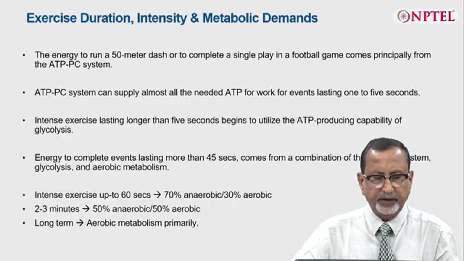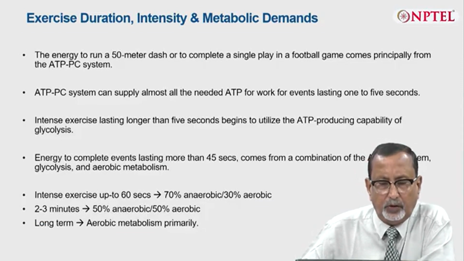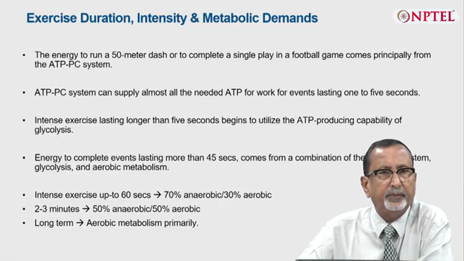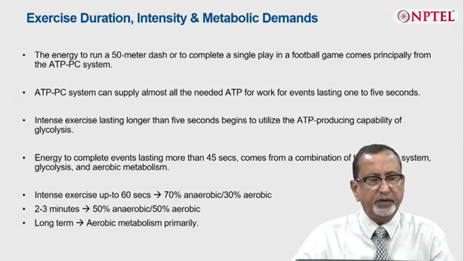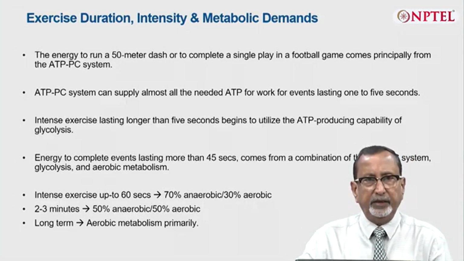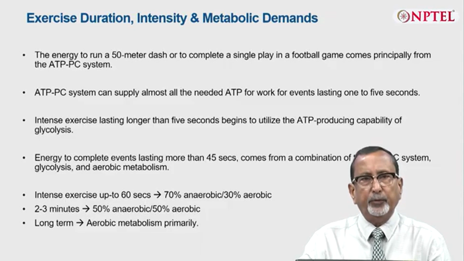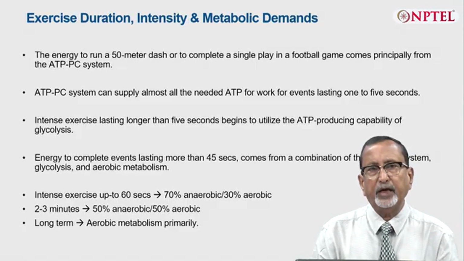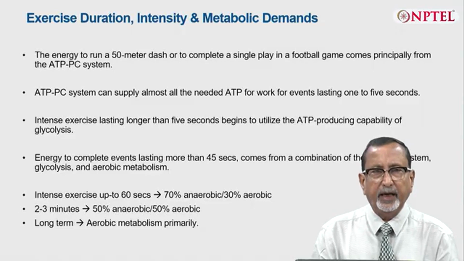The energy, duration, intensity and metabolic demand. The energy to run a 50-meter dash, or to complete a single play in a football game, comes principally from the ATP-CP system. For the 50-meter dash, definitely the reliance would be ATP-CP, but for a football game the aerobic system is also important. Then the anaerobic glycolytic system and ATP-CP all act together. Depending on the activity, when you are going for heading the ball, the ATP-PC system is more prominent in football.